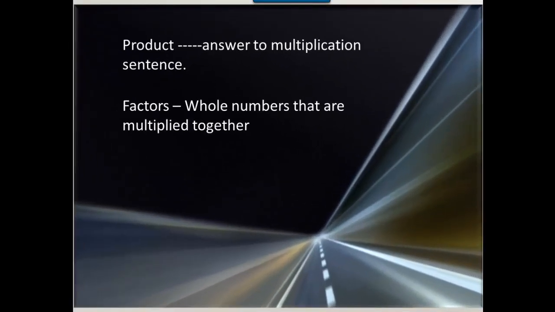The first one is product. Product is an answer to a multiplication sentence, and I will give you an example. Let's use 2 times 3. The answer to this multiplication sentence is 6. 6 is the product. So when we refer to product, we're talking about an answer to a multiplication sentence.